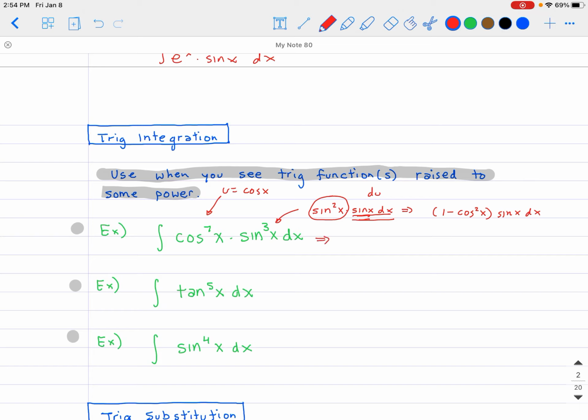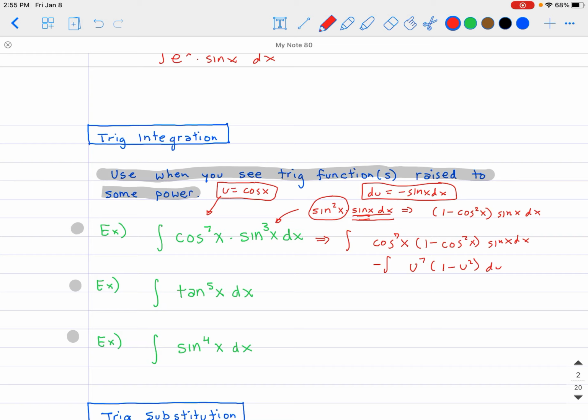So this integral now becomes cosine to the 7th power times 1 minus cosine squared of x, and then we have sine of x dx. So now we can see let u equal cosine of x, so du is equal to negative sine of x dx, and this now becomes an easy integration by using a u substitution. So integral of u to the 7th, and then we have 1 minus u squared, and then this is going to be negative du, and you can probably take it from there.